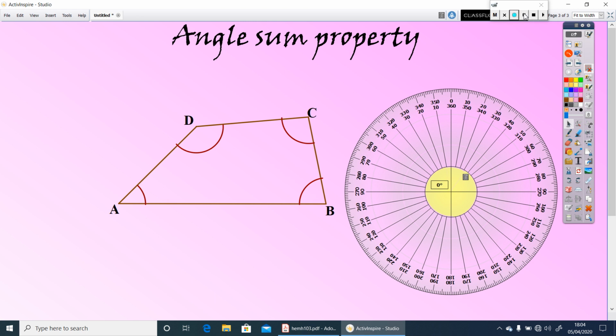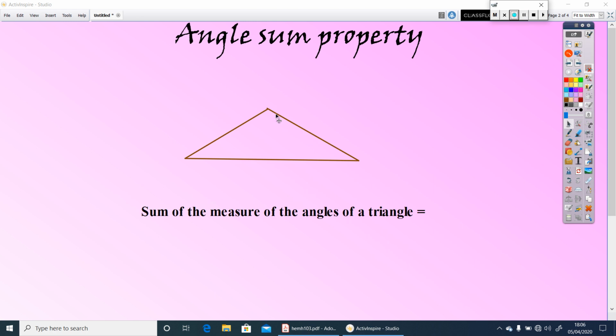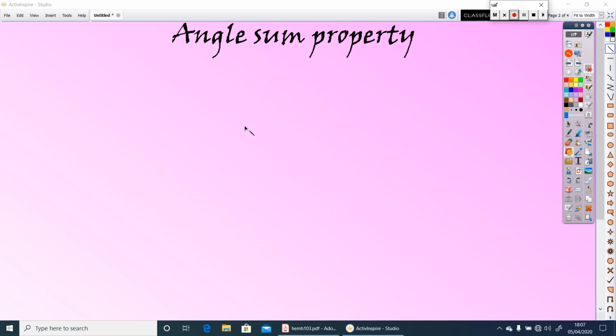Now we can prove this in another way. Here is a triangle. You know the sum of the measure of the angles of a triangle. What is the sum of the measure of the angles? Yes, it is 180 degree. Now by using this property, we can find out the sum of the measures of any polygon.